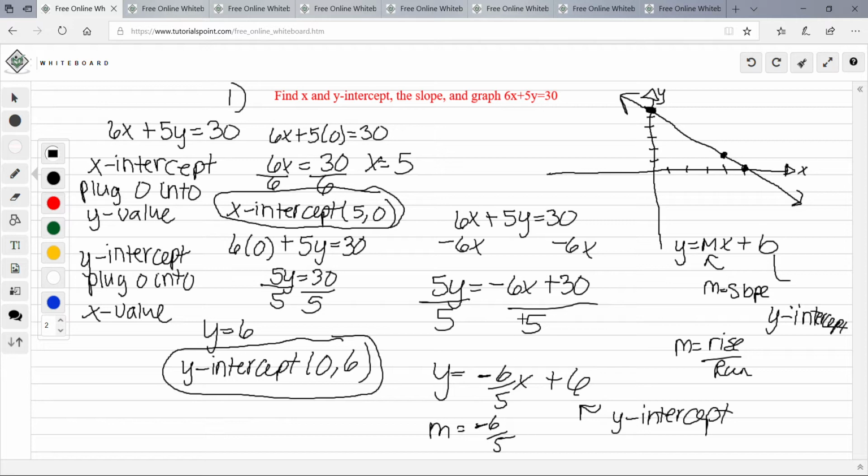So that's two ways you can graph this. You can graph it by finding the x and y-intercept, or you can graph it by getting y by itself and putting it in this form, figuring out where your y-intercept is, and then from your y-intercept you do the rise over run.